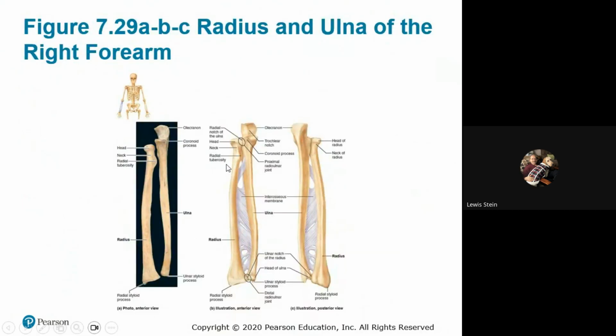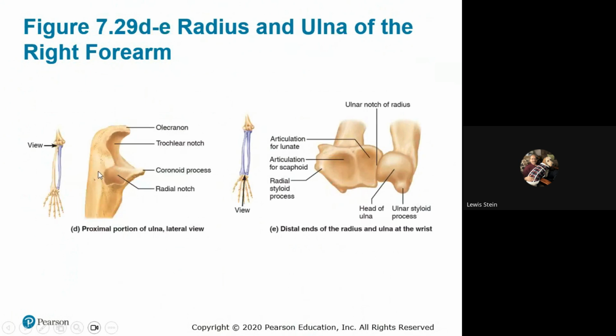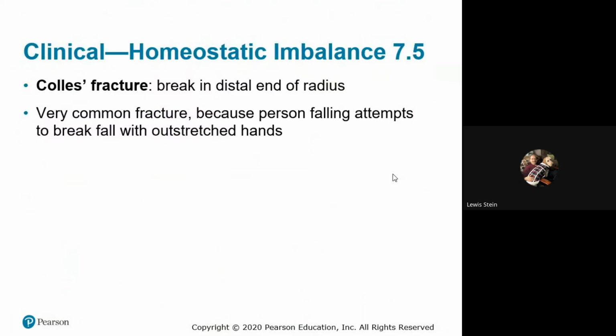Same thing with the radius and ulna. Probably not that one specifically or that one. This gives you a little bit of an idea. When we get to the radius, there's very little of the ulna that's part of your wrist assembly. It's mostly radius, just from a joint particular thing. If you did not know it, a Colles fracture is a classic fracture.